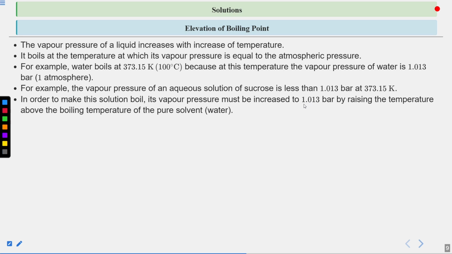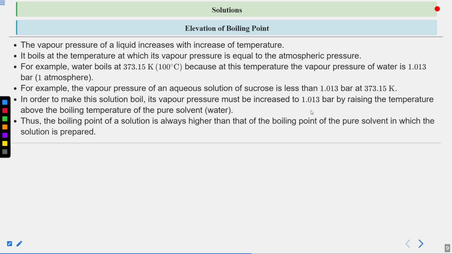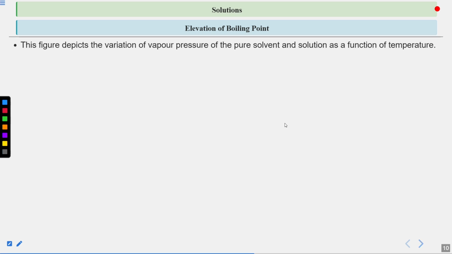So we can finally conclude that if we add a non-volatile solute to a solvent having a boiling point, then its boiling point will increase on this addition, and this phenomenon is called elevation of boiling point. The phenomenon occurs because of the introduction of solute particles onto the surface, which decreases the exposure of solvent particles to the atmosphere. To understand this in a much better way, we can look at an example.